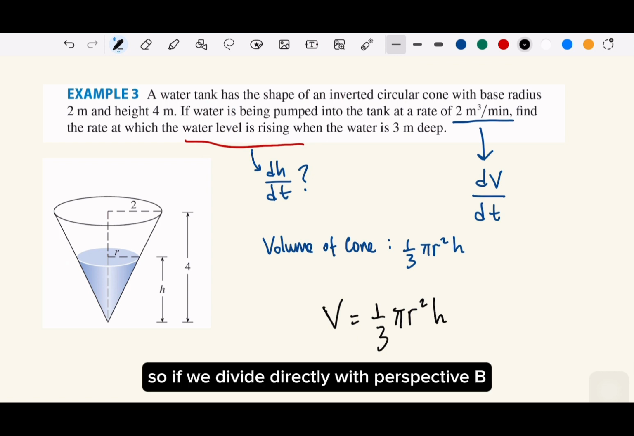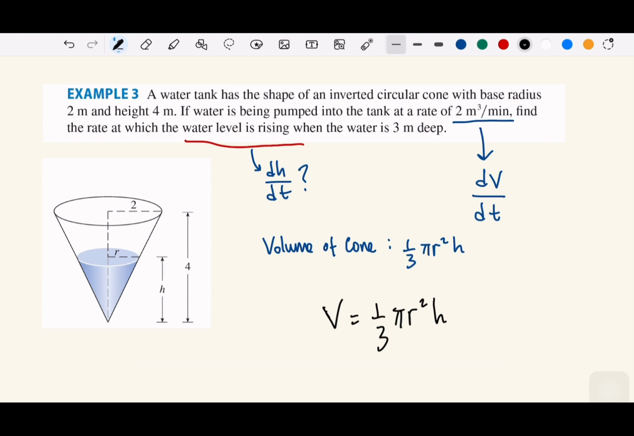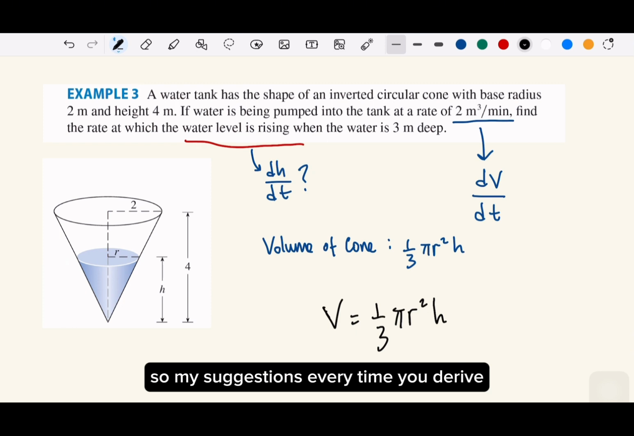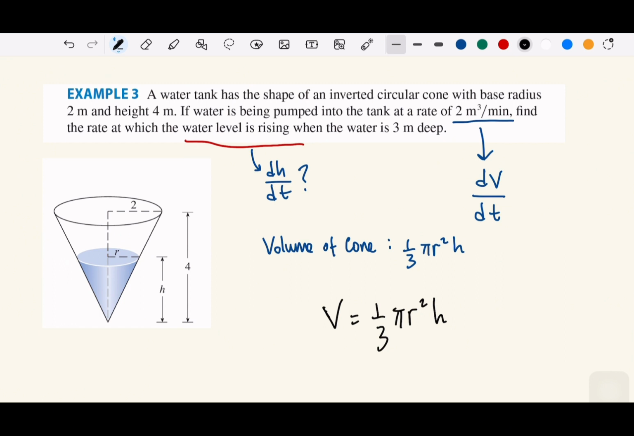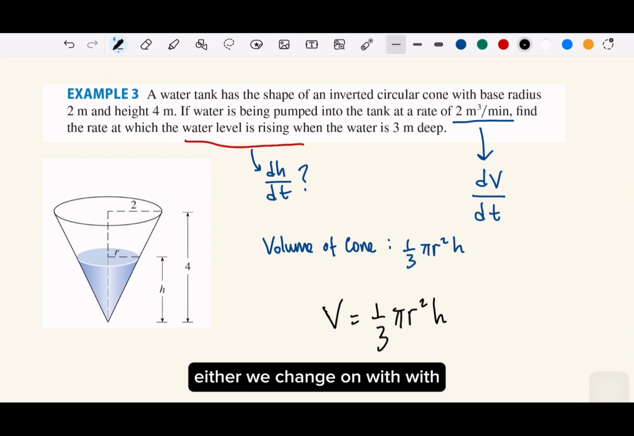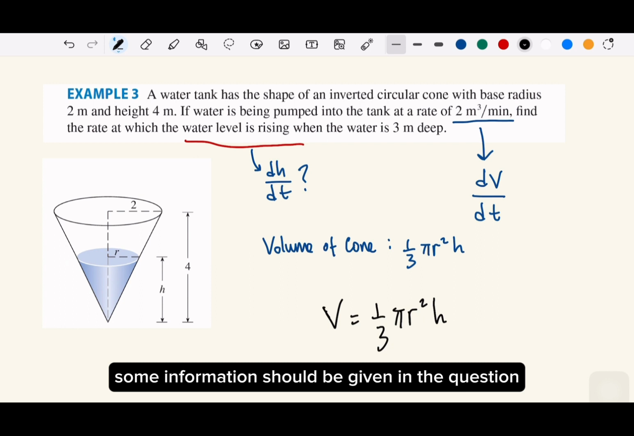So if we differentiate directly with respect to t, we are going to have some difficulty with this R and H. My suggestion, every time you differentiate with respect to t in related rates, is to make sure that all the terms are in a single variable. If you see two variables like this, either we change R in terms of H, or we change H in terms of R. And sometimes some information should be given in the question.